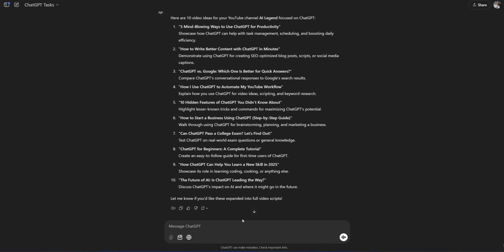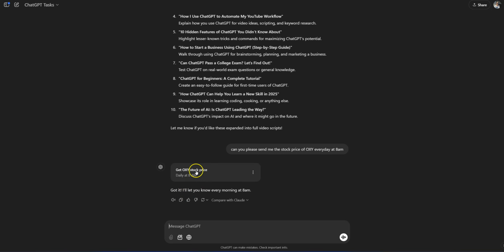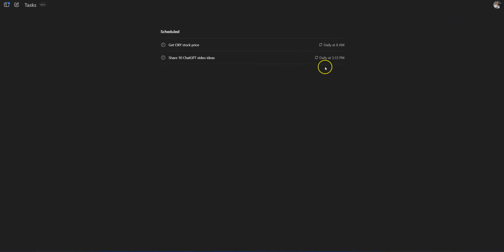You can also use this for real-time stock market pricing. So can you please send me the stock price of Oxy every day at... Now I don't know if this is going to work. Okay, beautiful. So you can create new ones while in the same chat as another one. Let's just check that. Tasks. There we have it.